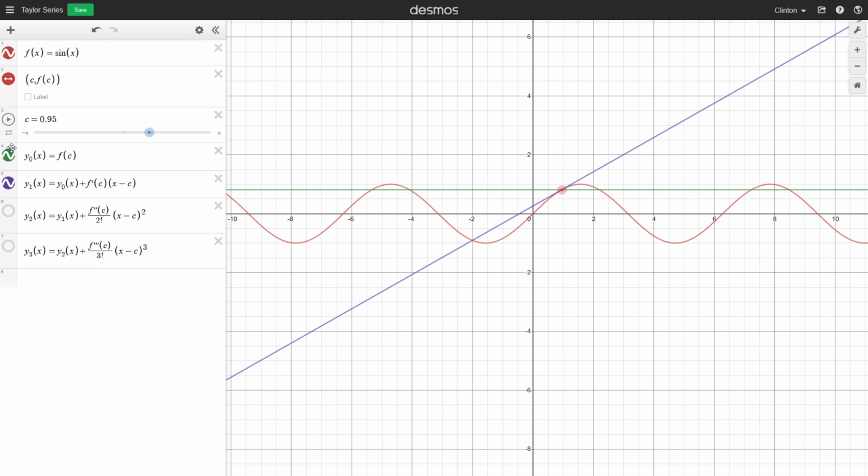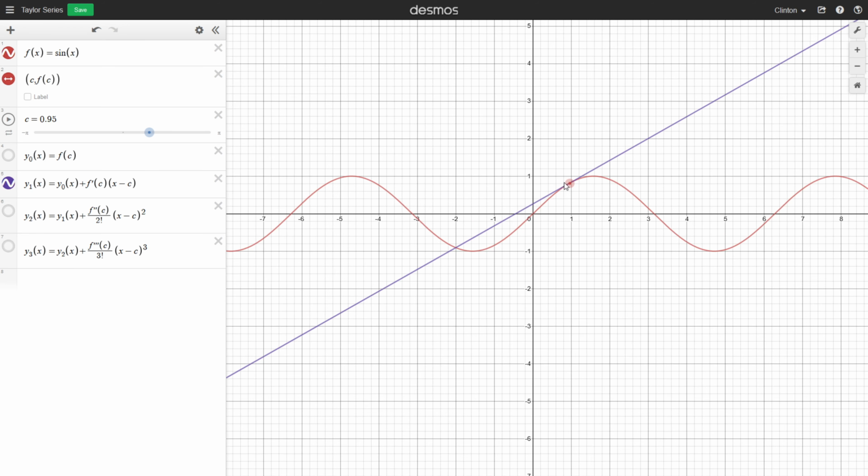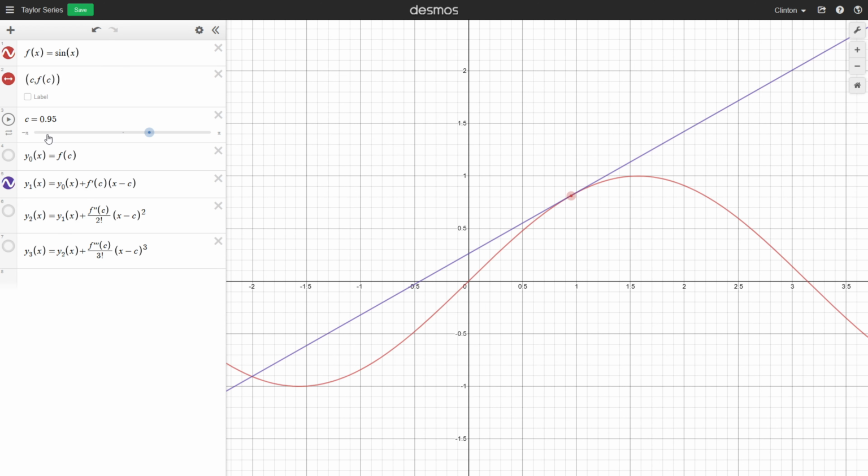So let's zoom in on there just a little bit more. Let's delete the line, and notice here that the curvature really matches. The fact that it's concave downward. So the second derivative is negative at that point. We are incorporating that. So the third derivative here even refines it even more.